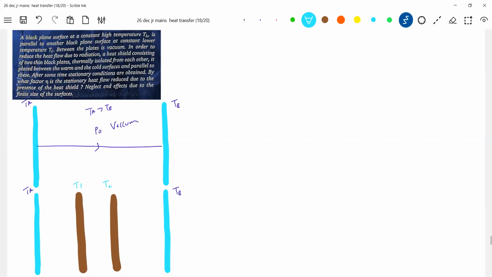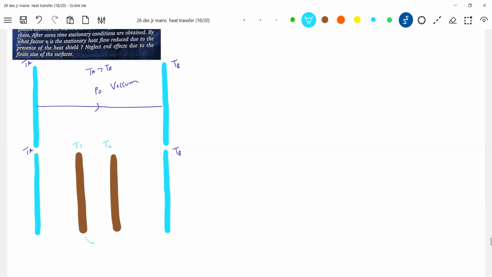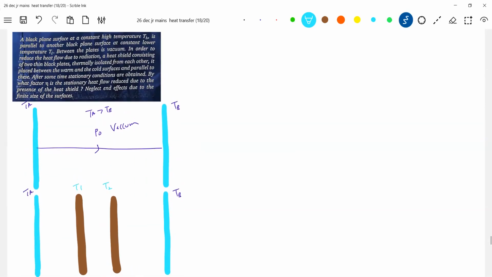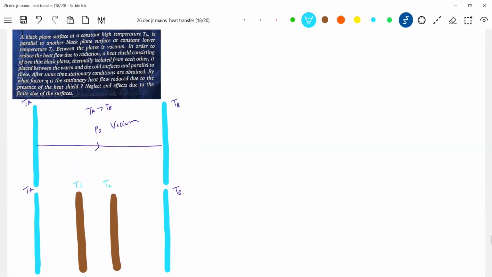So what are heat shields? These are heat shields. Now they will be given a black coating. I need not show all of it. I think it's understood. How to manage this now? So let's first write the expression for P naught, looking at the first diagram.